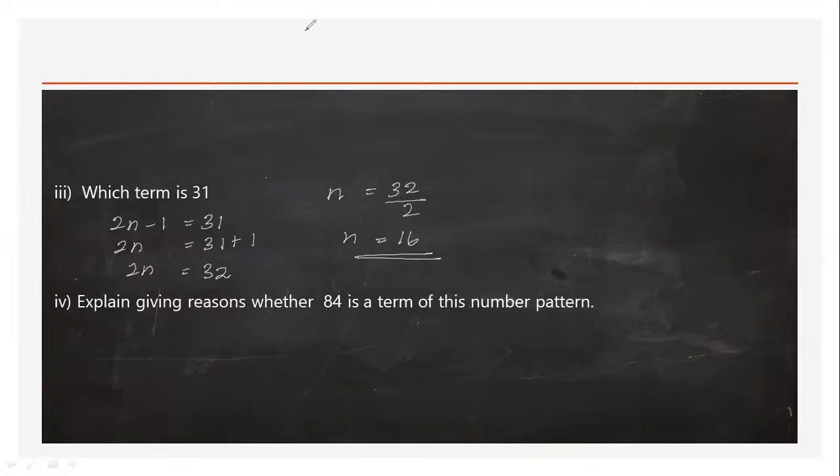So we can write here: only odd numbers are found in this number pattern.